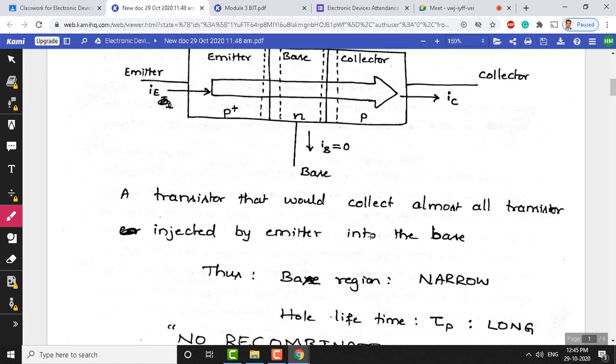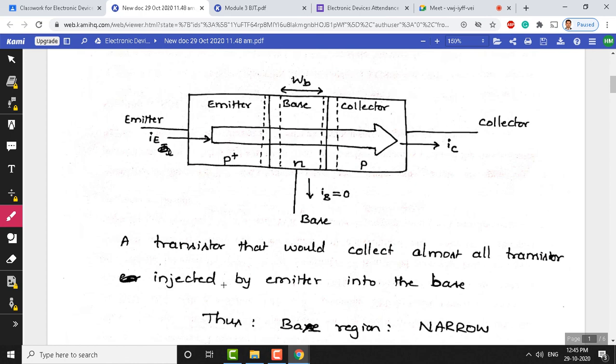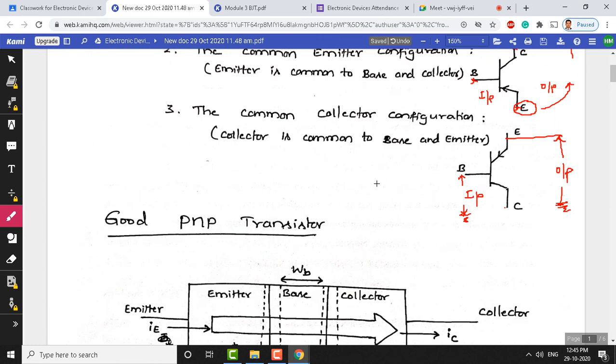The transistor that would collect almost all the holes injected by the emitter into the base, you can see this arrow mark shows that all injected holes are reaching the collector here. That means, if you can have a PNP transistor with base current as 0, that will be a very good PNP transistor. Okay. That is what we told here.